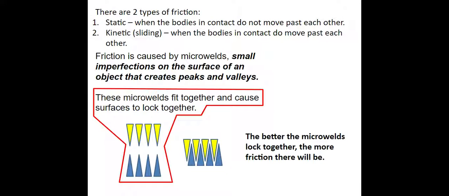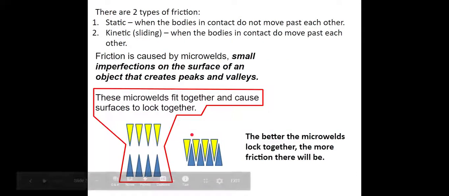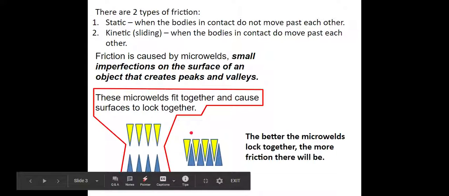Now, with these micro welds, these high and low points on a surface, the better that they fit together, the more friction you'll have. So think about how they lock together. If you look here, you see the high and low peaks and valleys fit together. That's causing friction.